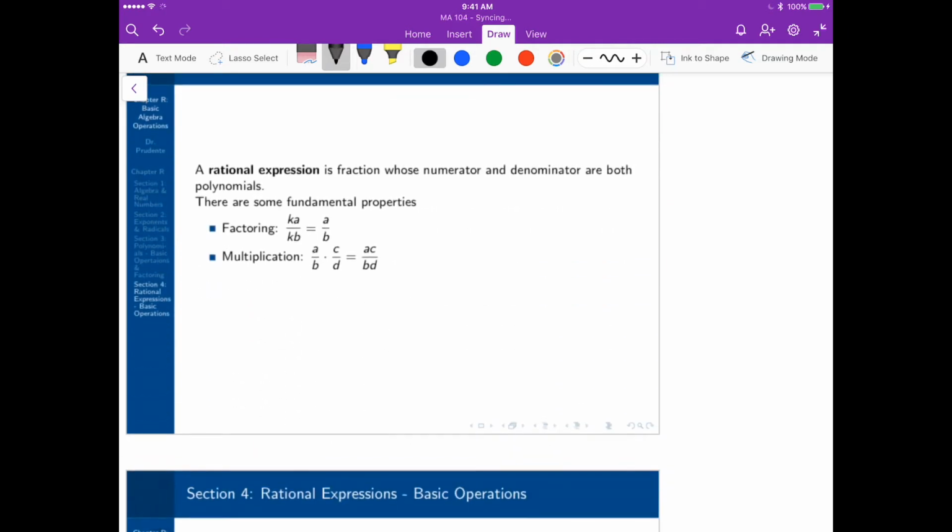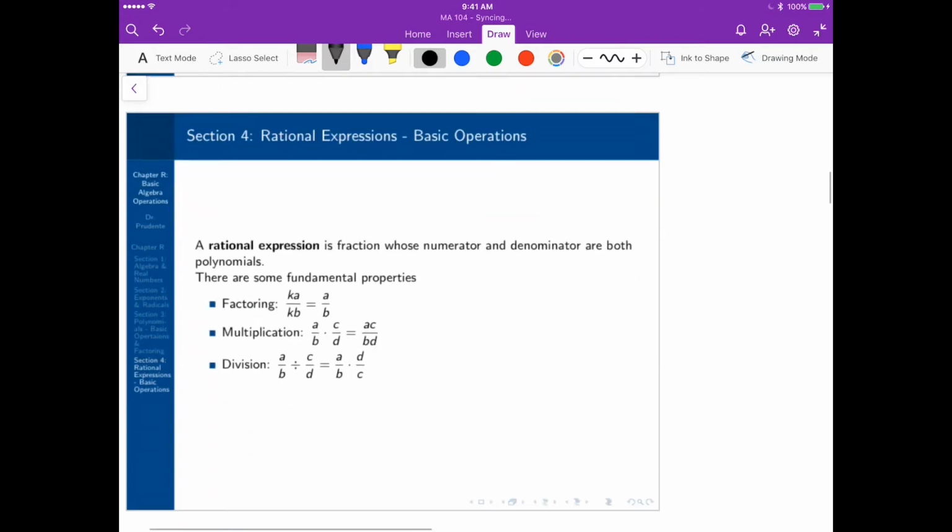Right? I can multiply two expressions together, right? And unlike adding, when I multiply, I can just multiply straight across. So if it's a over b times c over d, I will just get ac over bd.